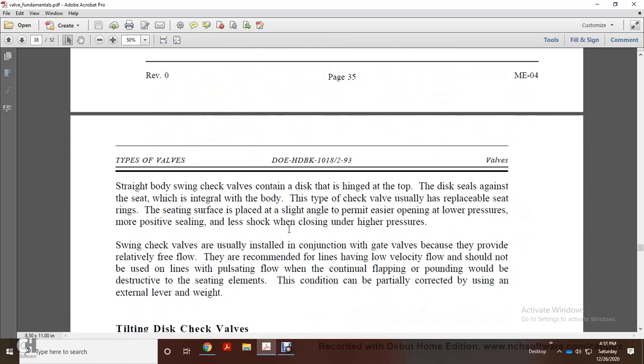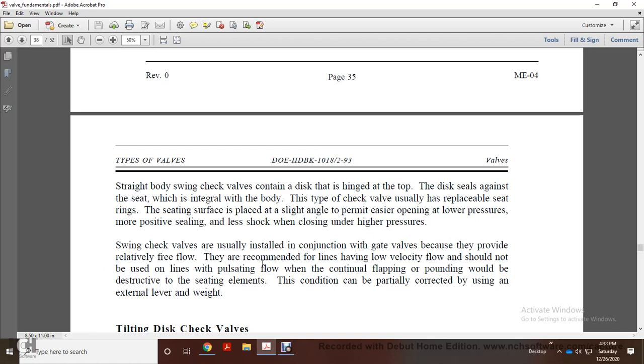On straight body swinging check valves, the disc is hinged at the top and the disc seals against the seat with an integral body. The top of the check valve usually has a replaceable seat with its rings. The seating surface is displayed at a slight angle to permit easier opening at low pressure, more positive sealing, and less shock when closing under high pressure. Swinging check valves are usually installed in conjunction with gate valves because they provide relatively free flow and are recommended for lines of low velocity.